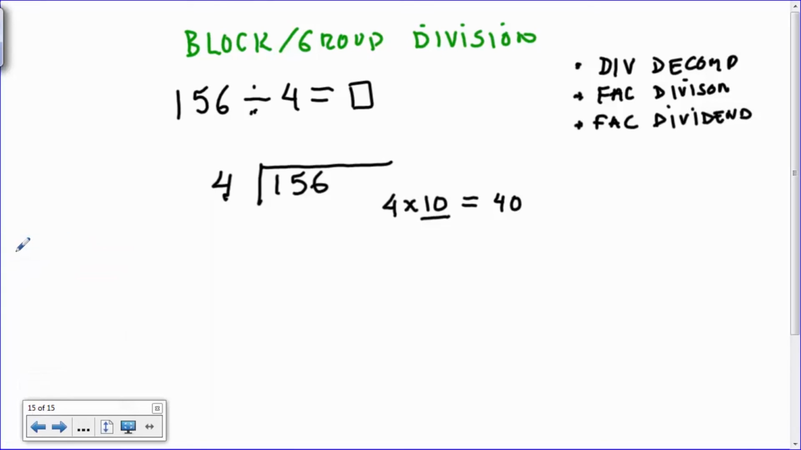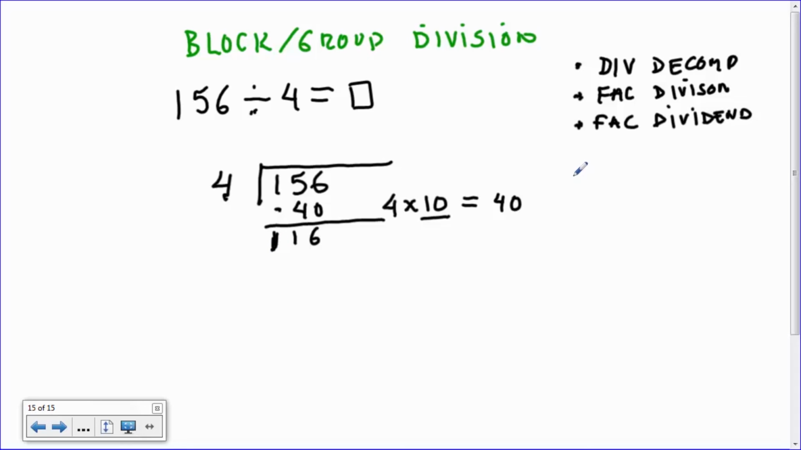I've removed 40, and so I'm going to go through the process of getting rid of that 40, and when I do that, that's 116. Now let's just look at the picture. What is it that I've done so far? I've taken the 156 objects and I have distributed those.